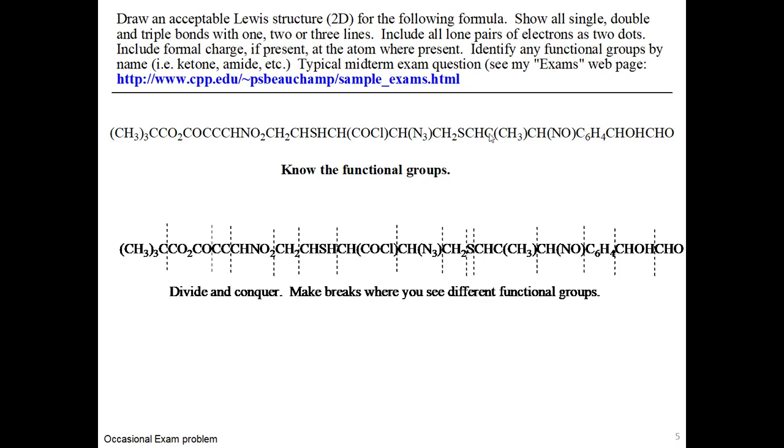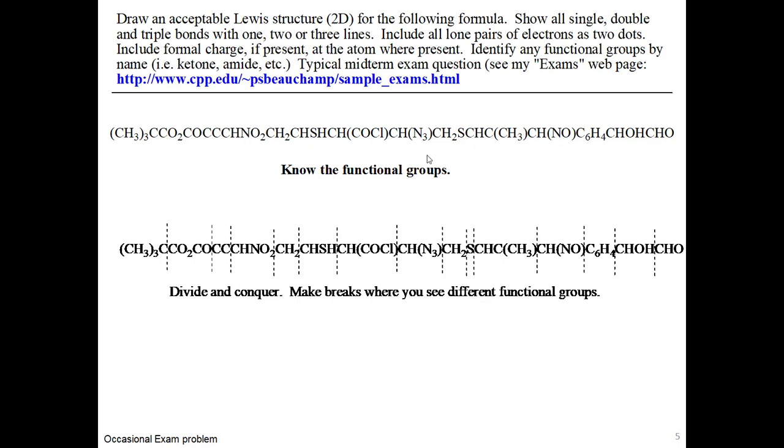I should have two groups. It's connected to the carbon, and that only has a CH3, so I'm thinking this is probably an alkene, since these two carbons are going to need a fourth bond. So I make a break here. Then I have a CH and then an NO.